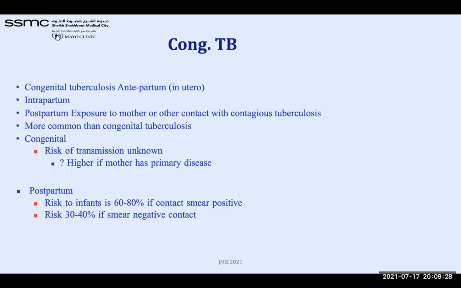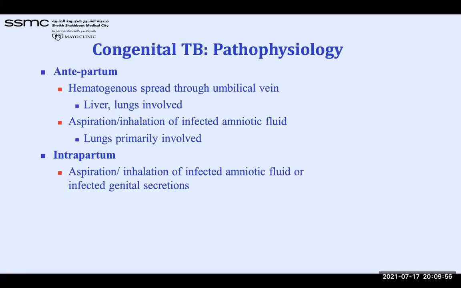Congenital tuberculosis is antepartum, which is in utero, intrapartum, and postpartum exposure. And postpartum is more common than congenital tuberculosis. For the congenital one, the risk of transmission is unknown, higher if the mother has primary disease. For the postpartum, the risk to the infant is 60 to 80%, and 30 to 40% if there is a smear-negative contact.